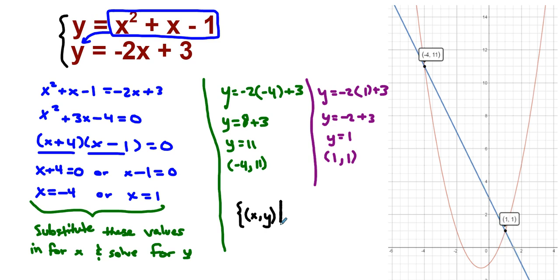all of our intersection points. My intersection points are 1, 1, and -4, 11. I suppose -4 is smaller than 1, so I'm going to put that one first: -4, 11, and 1, 1. And that's it. Those are my solutions. All right, so we just have 2 more examples to go.